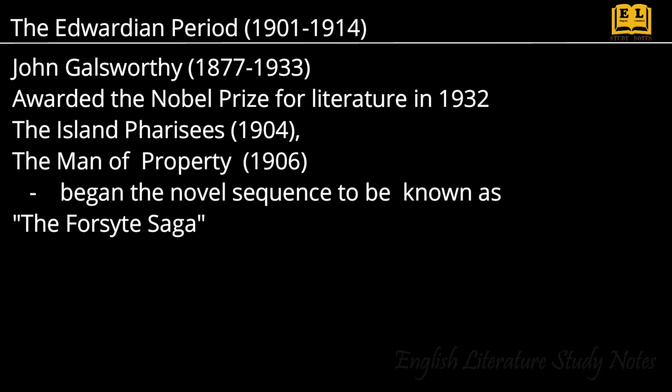John Galsworthy was one of the most popular writers of the early 20th century. He was awarded the Nobel Prize for Literature in 1932. His notable works include The Island Pharisees, The Man of Property, which began the novel sequence to be known as the Forsyte Saga and established Galsworthy's reputation as a major British writer.